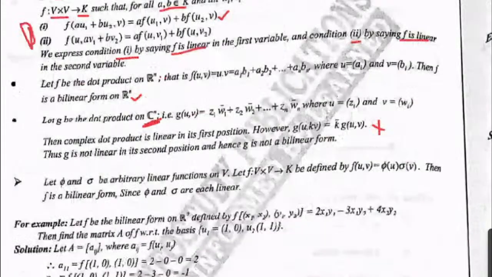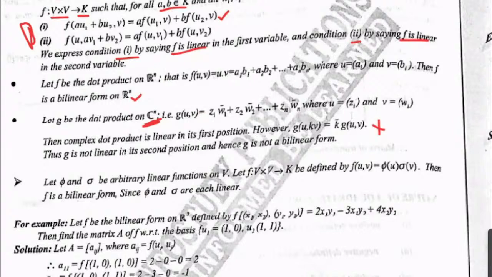Let pi and sigma be arbitrary linear functions on V. Let f from V cross V to K be defined by f of u comma v equal to pi of u into sigma of v. Then f is a bilinear form since pi and sigma are linear functions. They have already given that pi and sigma are linear. Hence it is linear in both cases, so f is a bilinear form.